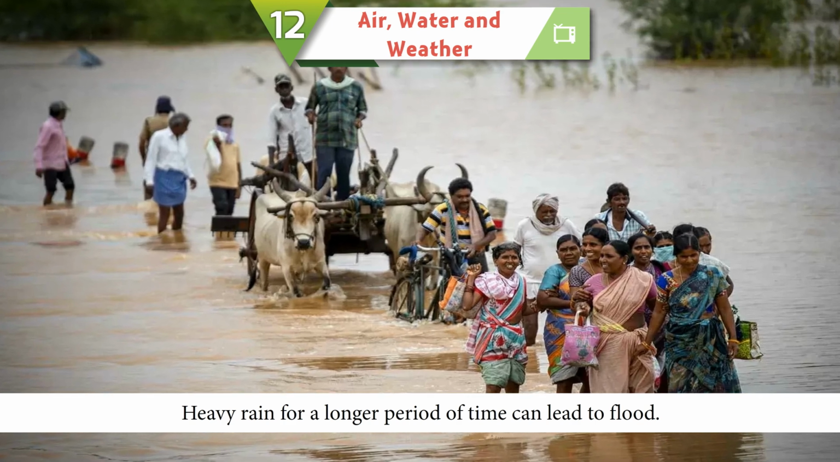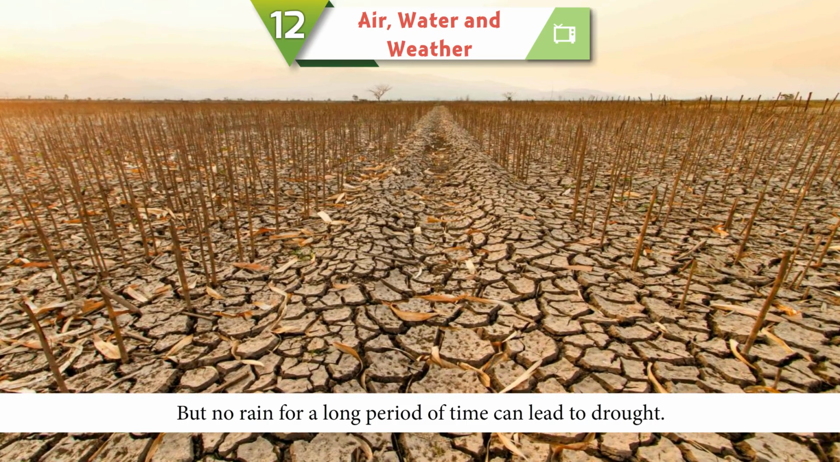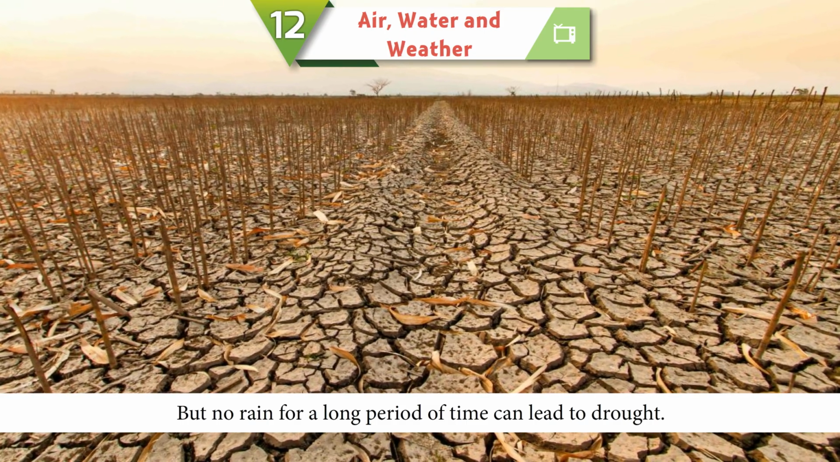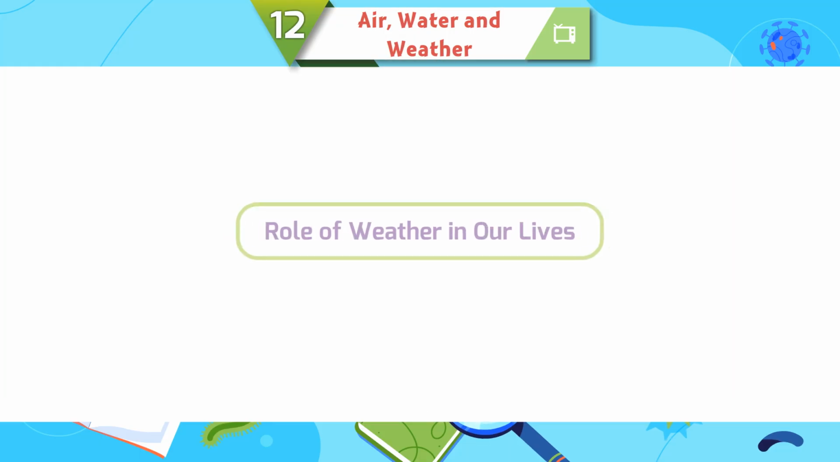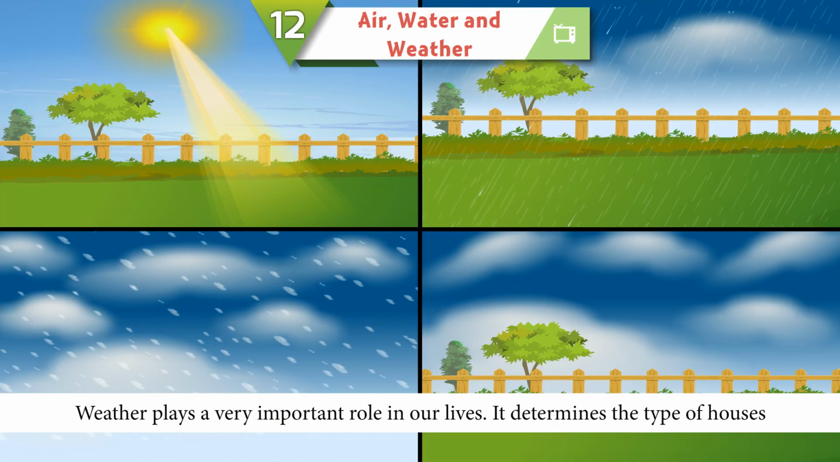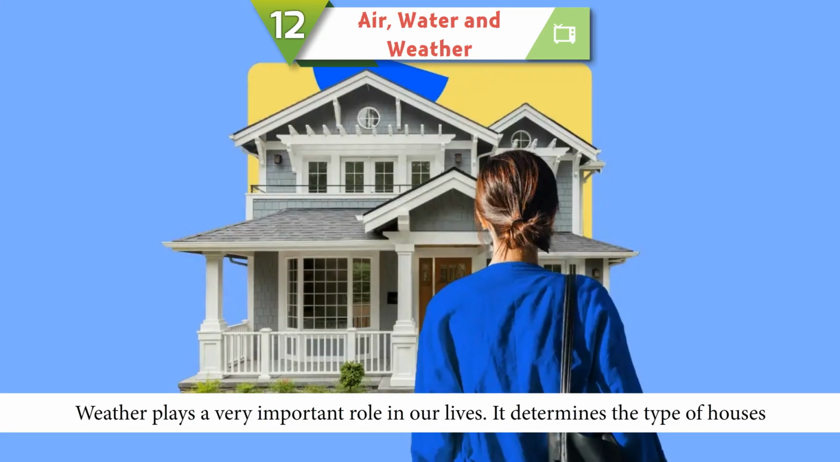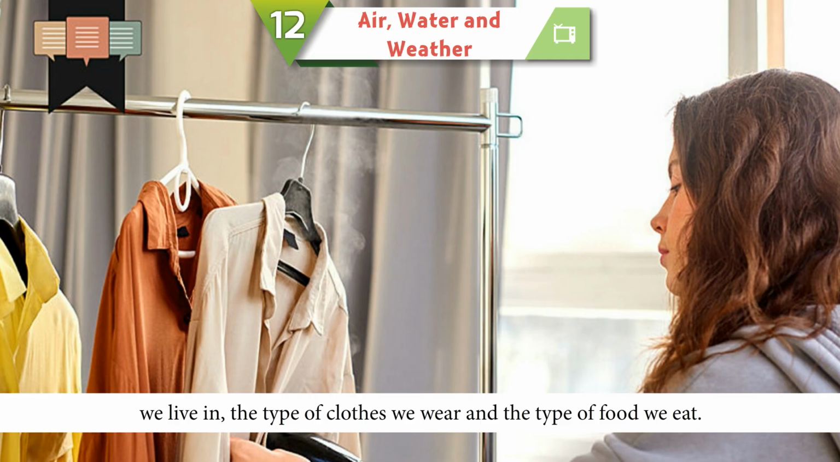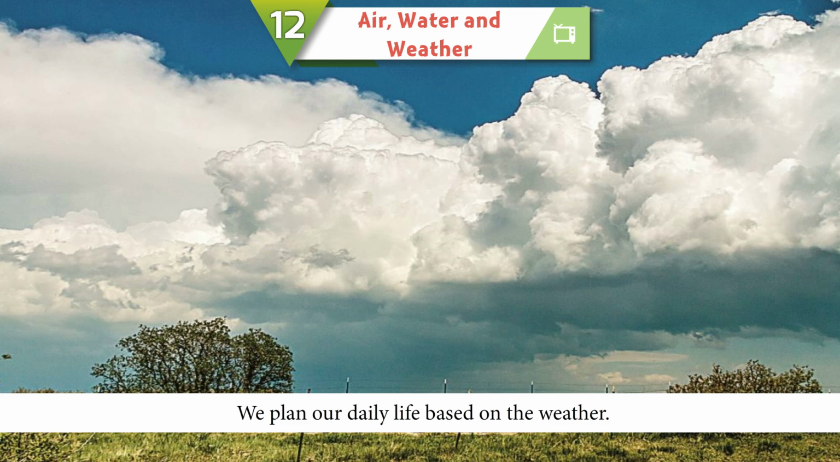Heavy rain for a longer period of time can lead to flood, but no rain for a longer period of time can lead to drought. In both the cases, life is affected. Role of weather in our lives. Weather plays a very important role in our lives. It determines the type of houses we live in, the type of clothes we wear, and the type of food we eat. We plan our daily life based on the weather.